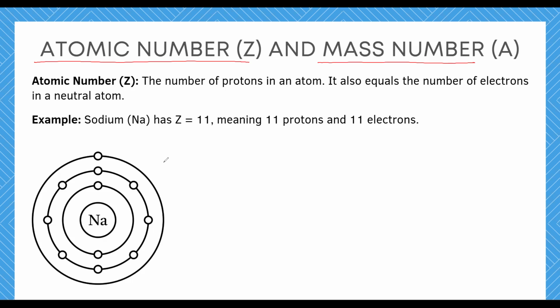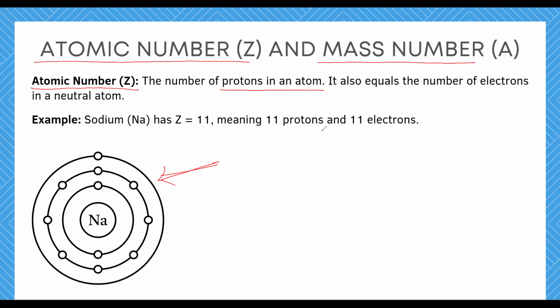All right then. So we're looking at the atomic number and the mass number. Earlier on, I showed you what the structure of an atom looks like. You can see another structure of an atom drawn over here. We saw the subatomic particles, which is why we're moving on to this next thing. The atomic number is the number of protons in an atom. It also equals the number of electrons in a neutral atom.